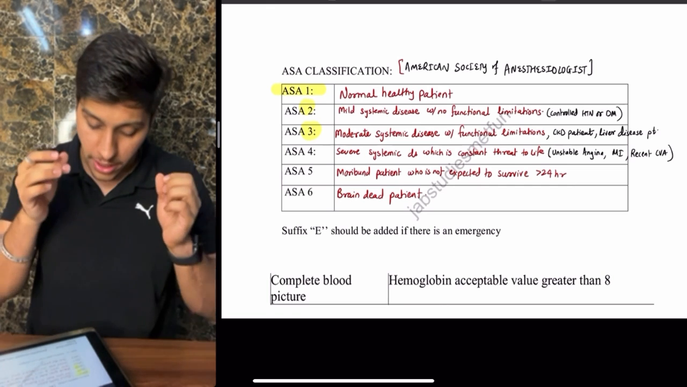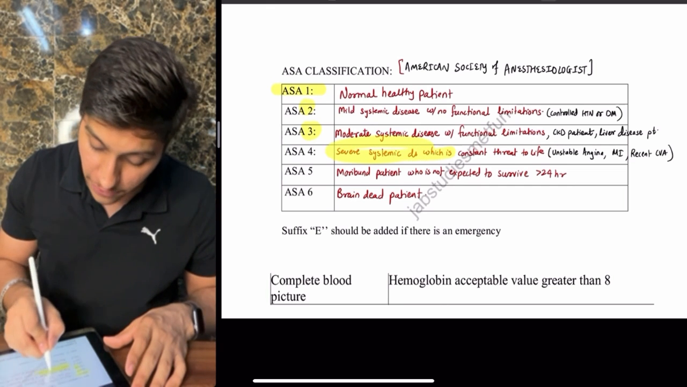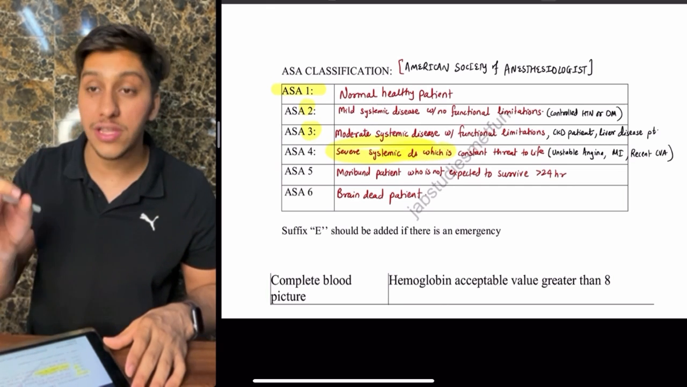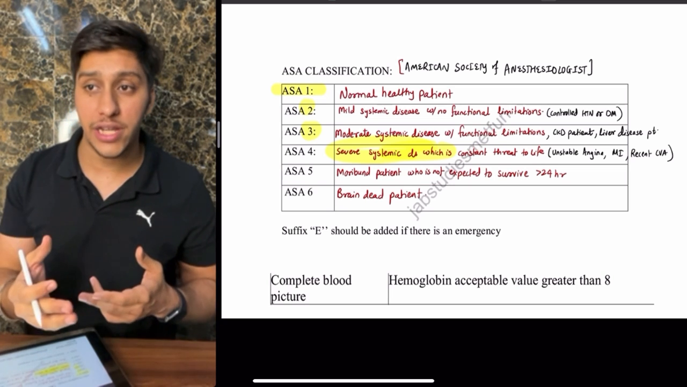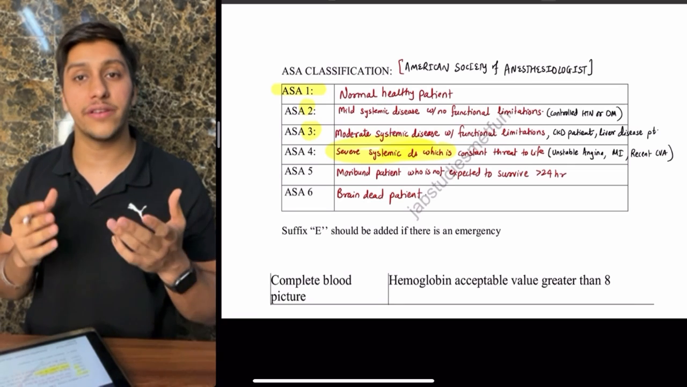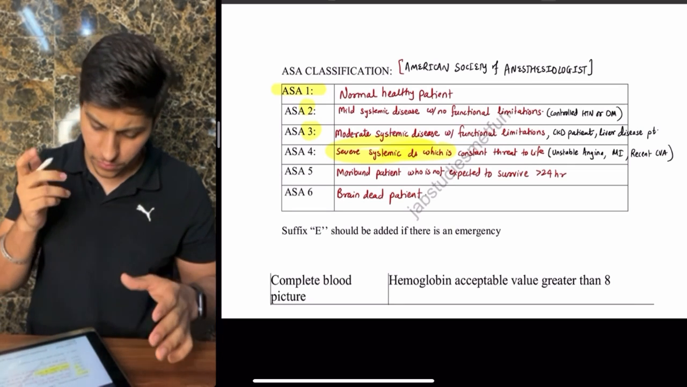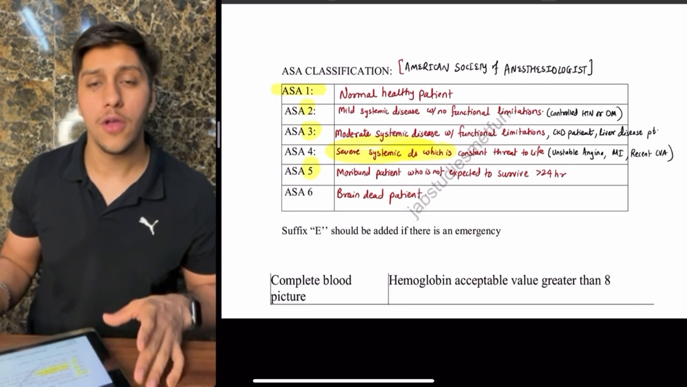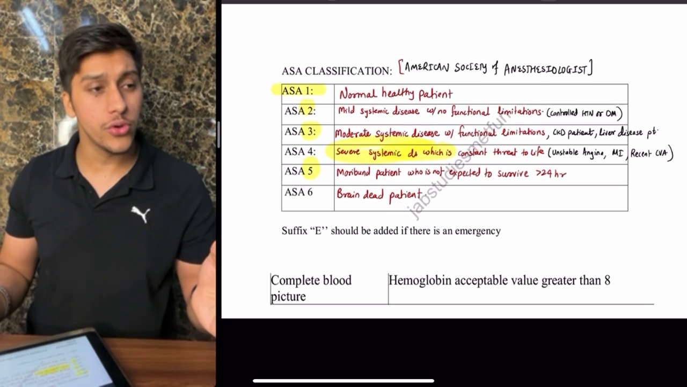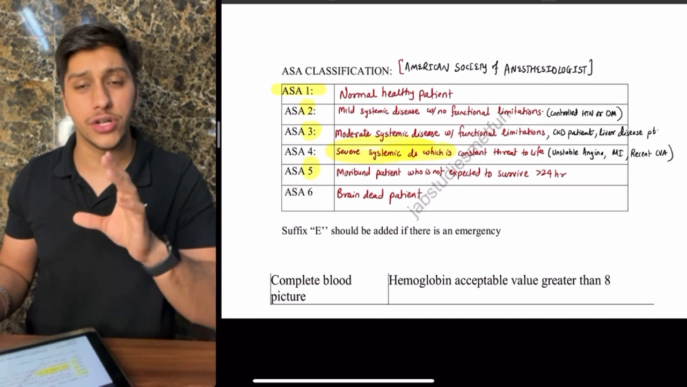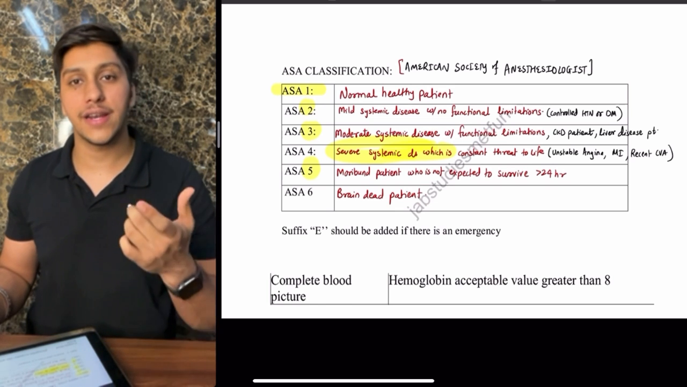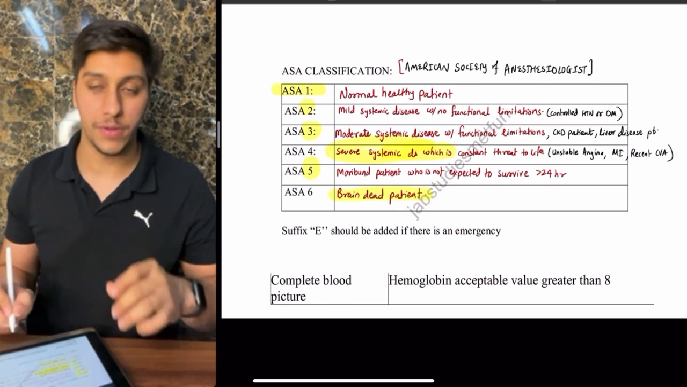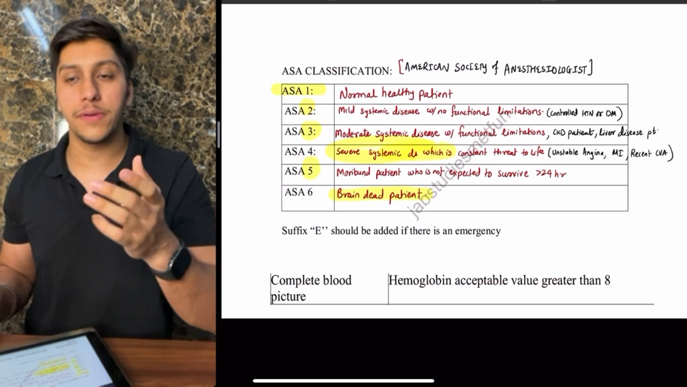Okay, ASA 4 is severe systemic disease in which there is a constant threat to life, like maybe a patient had a history of MI, unstable angina, or a recent cardiovascular or cerebrovascular incident. ASA 5 is a moribund patient. A moribund patient is someone who, you know, within a couple of hours, exactly within 24 hours, might pass away. So that is ASA class 5. And ASA class 6 is already a brain dead patient. When the GCS score is around 3, that will be a brain dead patient.